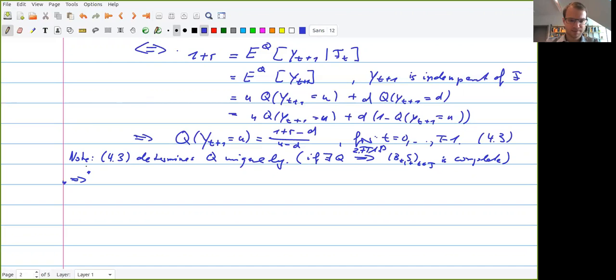So let's see whether there exists such an equivalent Martingale measure. We have derived a quantity here for how Q should look, but by the first fundamental theorem of asset pricing, we need an equivalent Martingale measure.